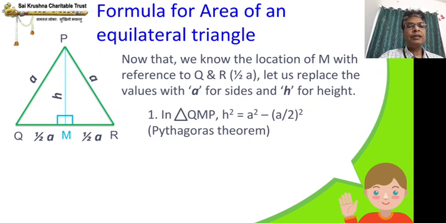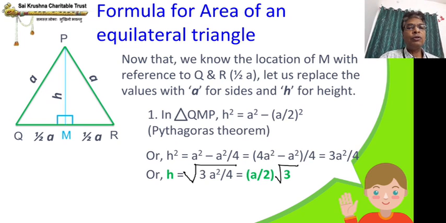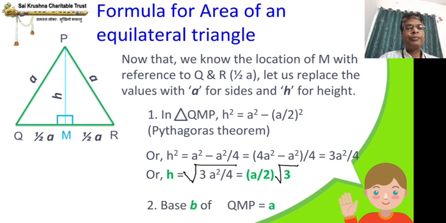So in triangle QMP, we are using Pythagoras theorem, a square equal to h square plus half a square, or h square equal to a square minus a by 2 whole square. Half a square and a by 2 are same. So these formulas are all very clear. I am just converting everything. Now here I am converting h, taking the root that side, root 3 a square by 4, taking a square by 4 equal to a by 2 outside the root, a by 2 root 3, that is the height.